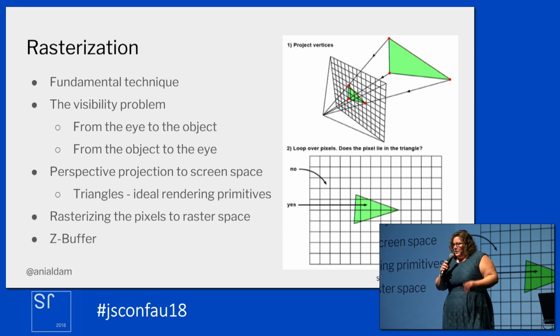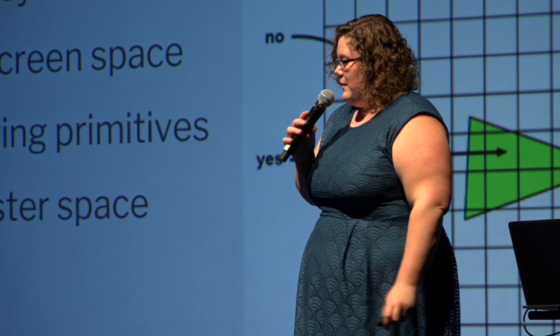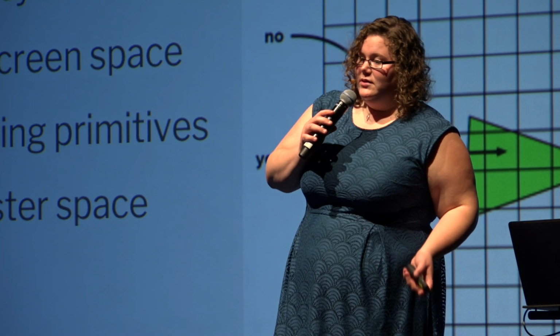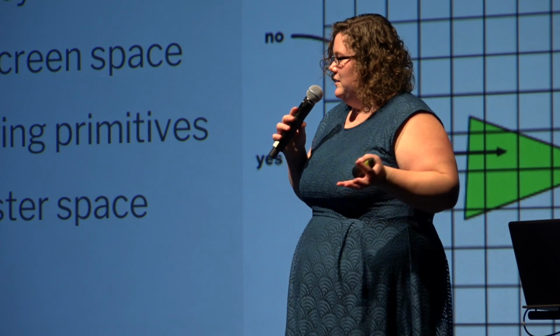So what we do is we basically flat map the whole scene onto a screen space version of that. And we are using triangles for this, because triangles are an ideal rendering primitive. It's planar. That means we can always look at it from a 2D point of view, and we cannot make them any smaller. We cannot add more surfaces to it.